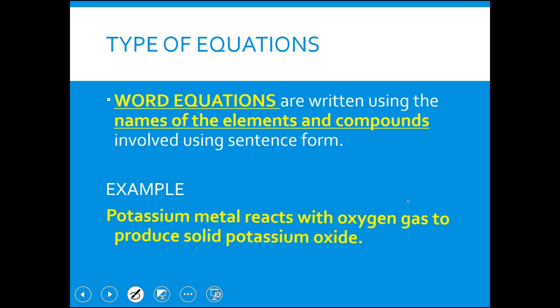So an example of this is: potassium metal reacts with oxygen gas to produce solid potassium oxide. This is a word equation. It's pretty simple, pretty straightforward. It has all of the information we need to tell the phase each substance is in. It tells us what are reactants and what are products. Usually words like to produce, to react, forms, makes all tell me, hey, that's the yield sign. That's what I'm equaling. I'm going to have what I made. So that's how a word equation works.